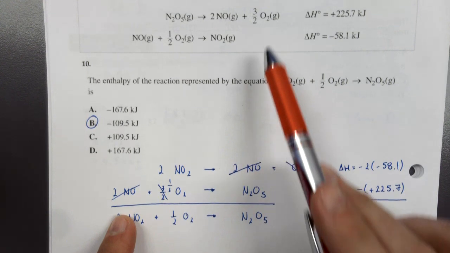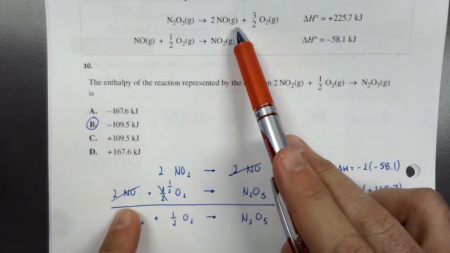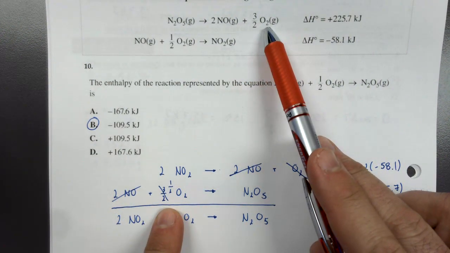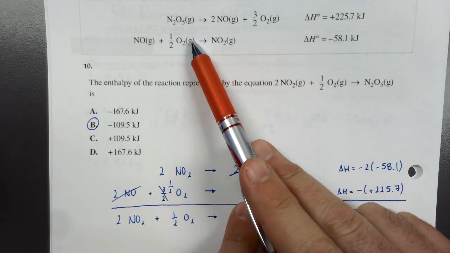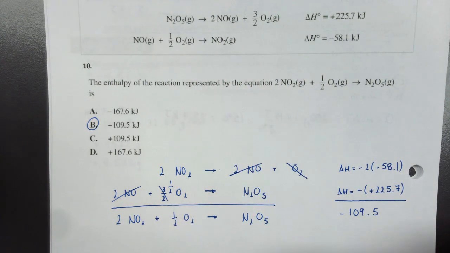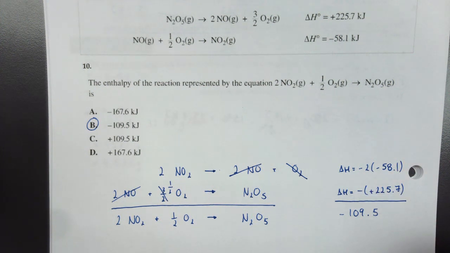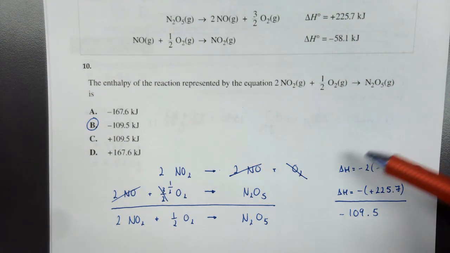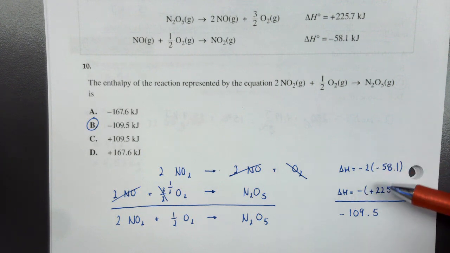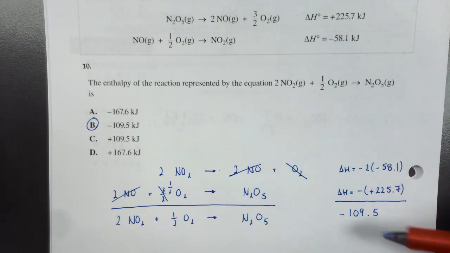That 2NO comes here for 2NO. 3 halves O2, 3 halves O2, and then finally N2O5 is written as my product. And then because I flipped the equation, I just need to put a negative on that delta H. Okay, I apply those changes. I add that up, and I get negative 109.5.